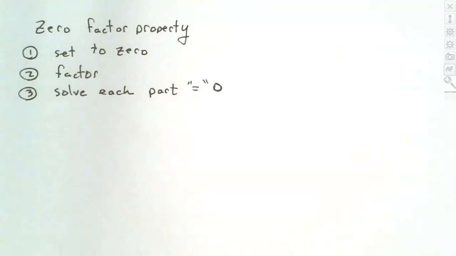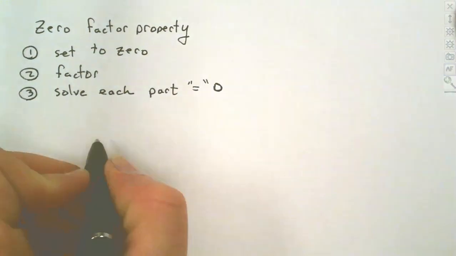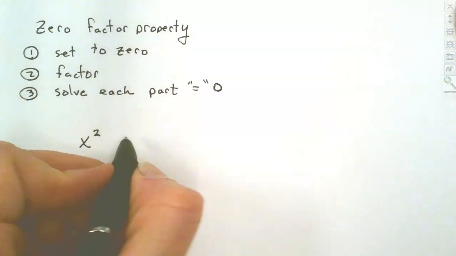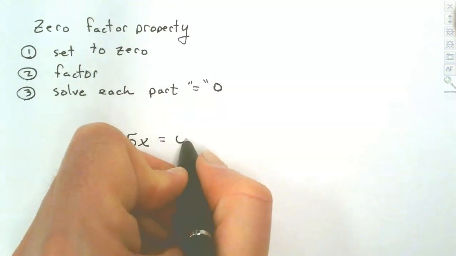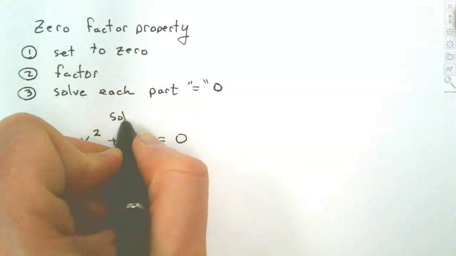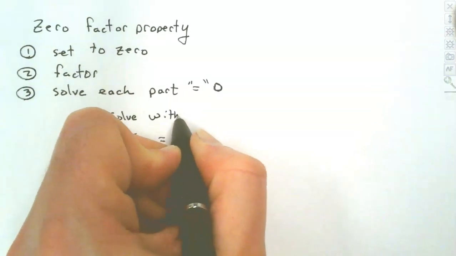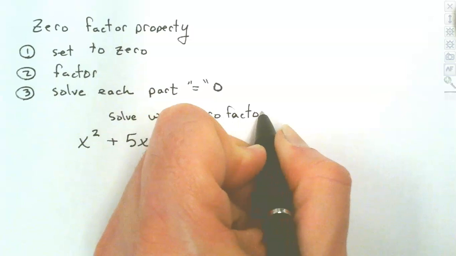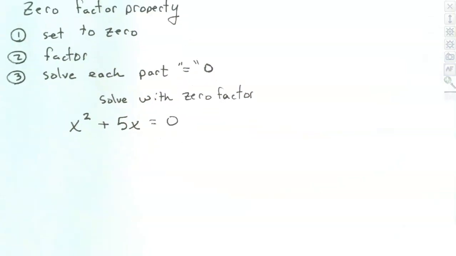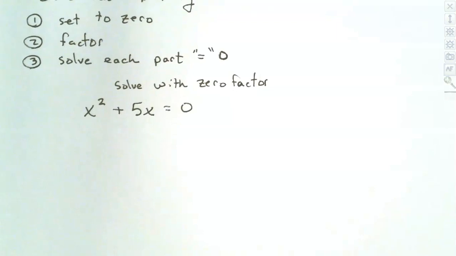We'll start off with some really easy ones, and then we'll progress into some more complicated ones. And we're going to solve this with zero factor. So we want to begin solving this with zero factor. Well, the first thing we need to do is set it to 0. Now, it's already set to 0, so step 1 is already finished. Nothing to do in step 1.